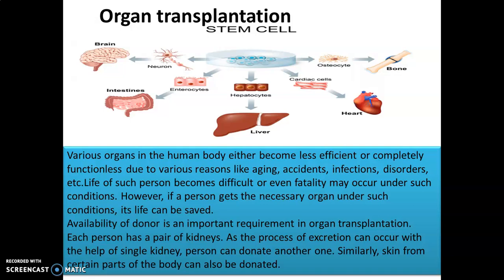So this is a very important factor. Each person has a pair of kidneys. We all know that. As the process of excretion can occur with the help of a single kidney, a person can donate another one. So if one person wants to give one kidney, it can be given, because with one kidney a person can live a very normal life.